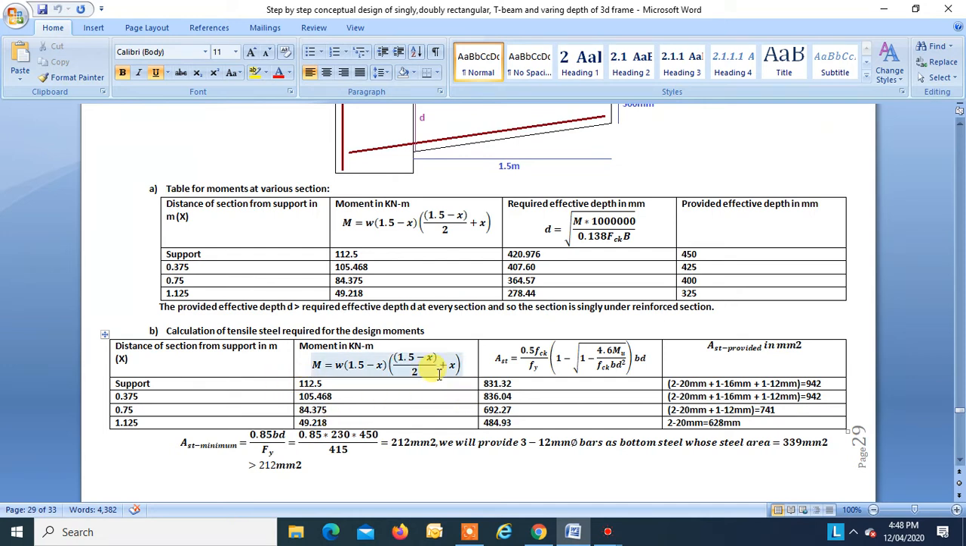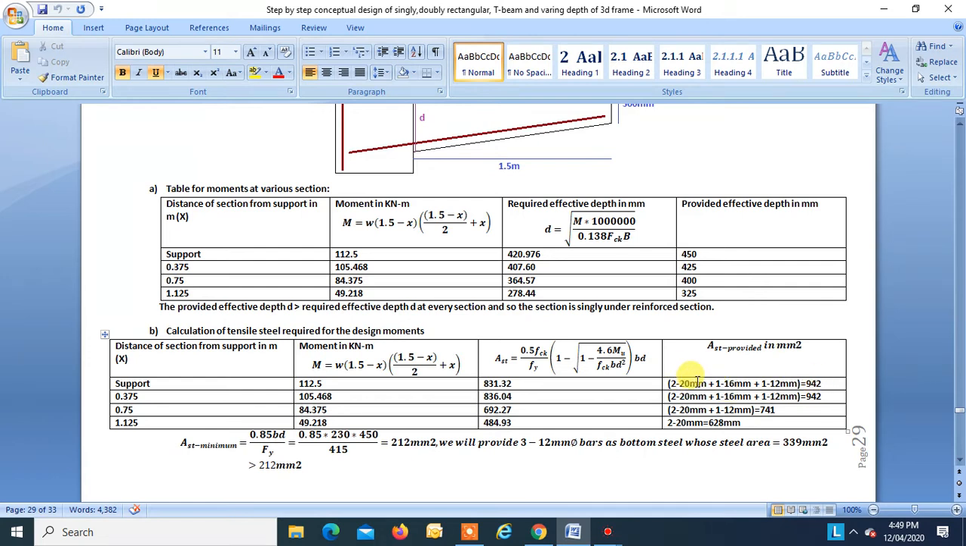Now these are the distances, these are the moments. Find the AST for this moment. For D, you have to take the corresponding D: for this you take this D, for this you take this D, and so on. So you find the area of steel. This is the required area of steel, and this is the provided area of steel. Over here required is 381, we are providing 942.